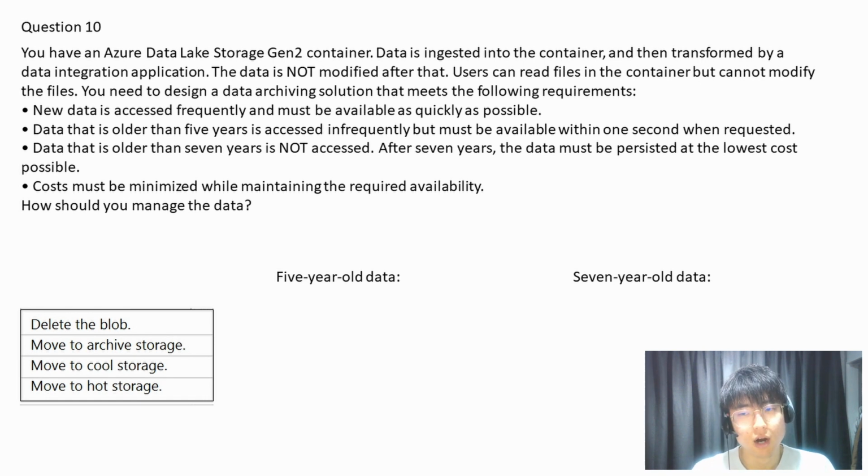Because if we go with archive, there's this thing called rehydration, which takes quite a long time. It's basically like, okay, we haven't used this data for ages, so we need to do this process called rehydration before we can use it. So it's going to take more than 1 second for sure. So for 5-year-old data, we move to cool storage.